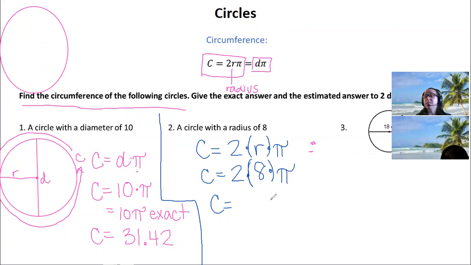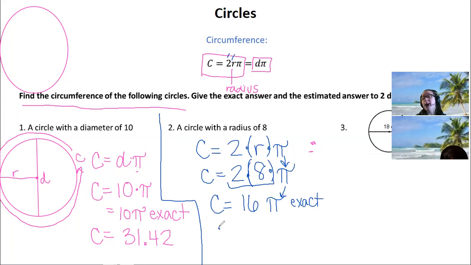So for the exact answer, that's always in terms of pi. So the pi just kind of comes along for the ride there. But I can simplify this part. What does that simplify to be? What's 2 times 8? 16. Yeah, because remember, when stuff is right next to each other, like 2 and r, that means you're supposed to multiply. So my exact answer would be 16 pi.